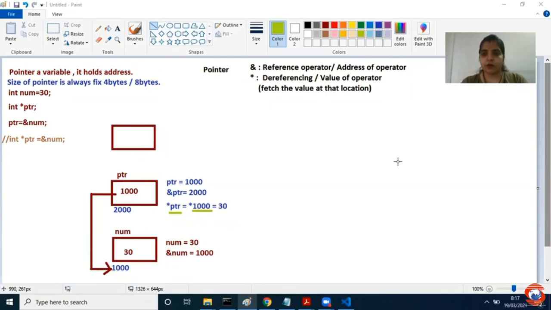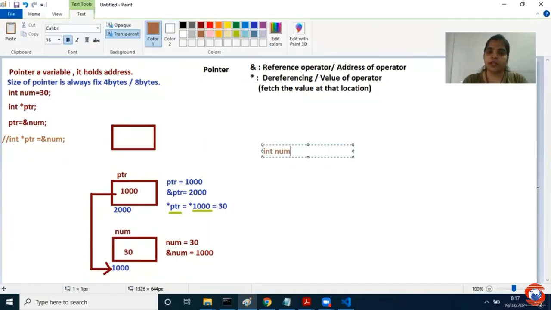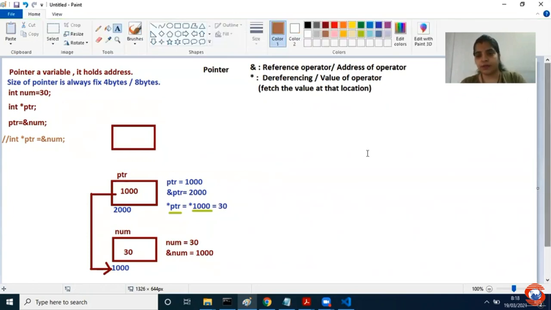Sahil, that's what I asked you before covering the pointer. If I say integer num, it's a normal variable. If I say integer PTR, is it a normal variable? You all said yes, it is a normal variable. But when I precede this variable with an asterisk, my compiler understands that it is a pointer variable which can store an address, which can point to some address. This is the syntax.